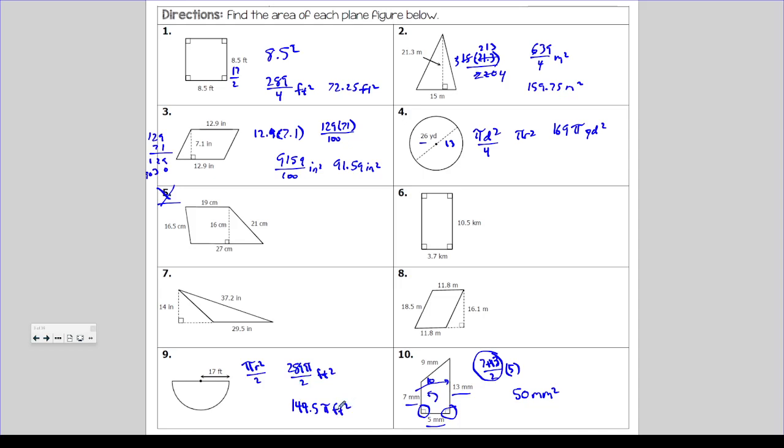So yeah, that's hopefully all a recap. I don't think there should be anything new in what we have covered today. So tomorrow we'll get into composite figures, which you've probably seen a little of, but the idea of taking smaller shapes, adding them together, and coming up with bigger shapes.